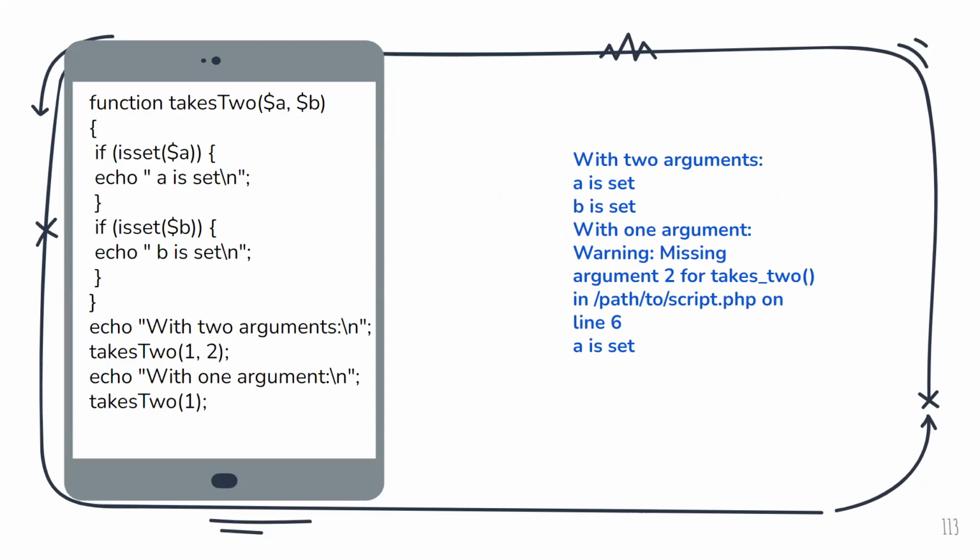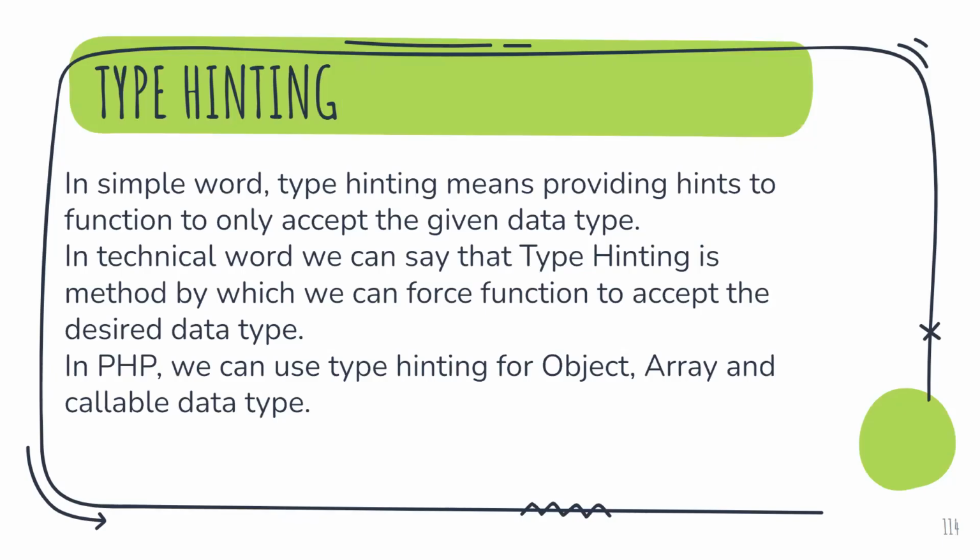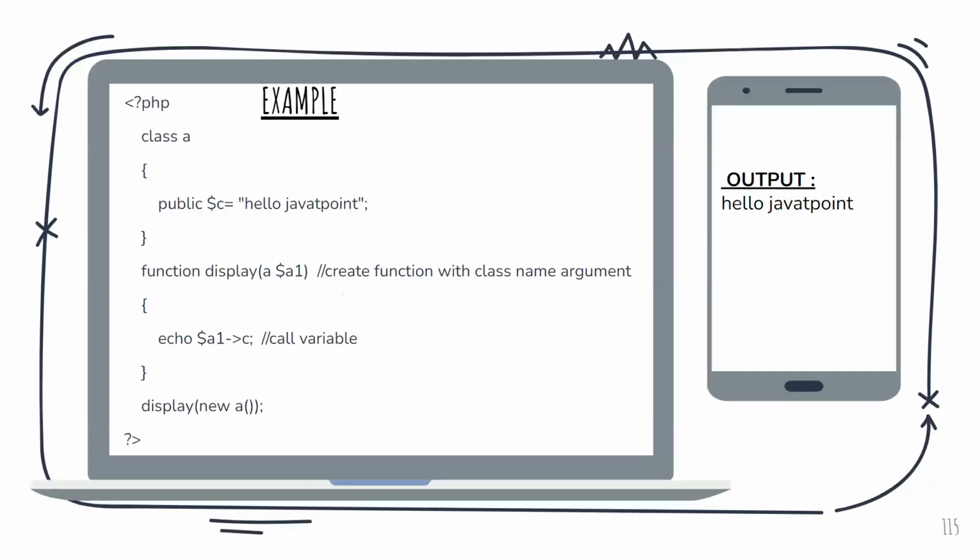Next, finally, we go to the type hinting. When defining a function, you can require that a parameter be an instance of a particular class, or of a class that implements a particular interface, an array, or a callable. To add type hinting to a parameter, include the class name, array, or callable before the variable name in the function's parameter list. In PHP, we can use type hinting for object, array, and callable data types. Example of type hinting is displayed here.